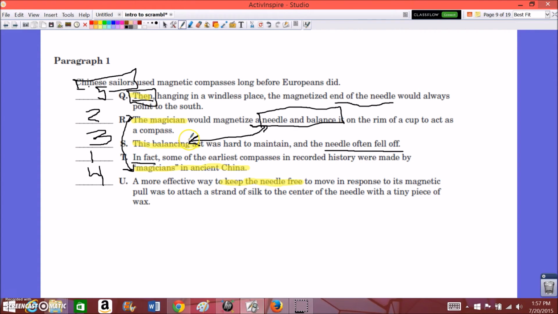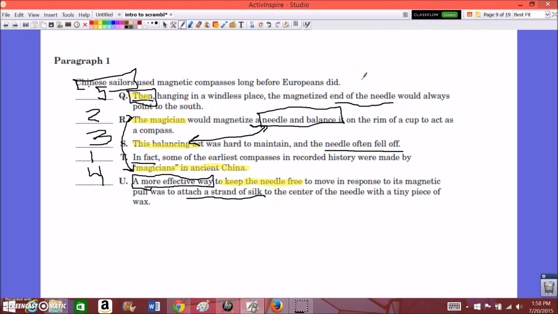This balancing act was hard to maintain and the needle often fell off. A more effective way, okay, here we go. If the needle fell off, that was ineffective. So now they're introducing what they would do instead. A more effective way to keep the needle free to move in response to its magnetic pull was to attach a strand of silk, now it's not going to fall, to the center of the needle with a tiny piece of wax. Then, hanging in a windless place, the magnetized end of the needle would always point to the south. And that is my logical paragraph.